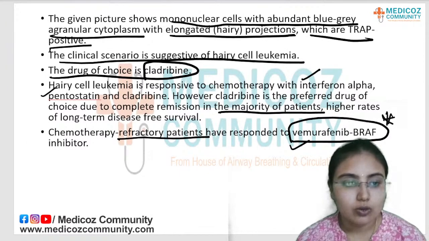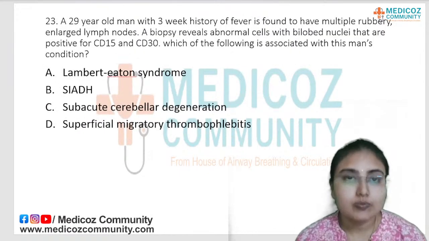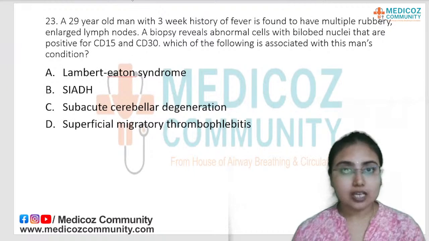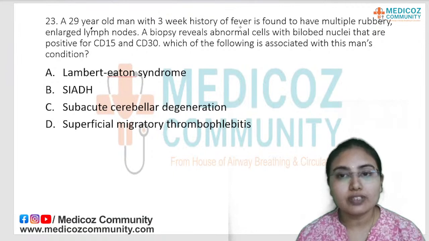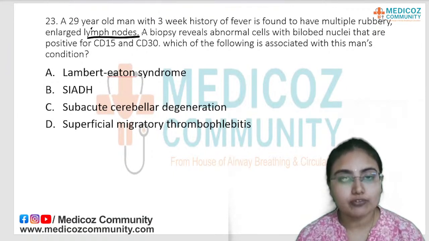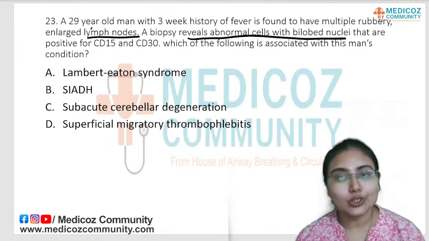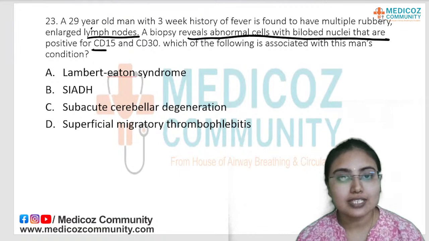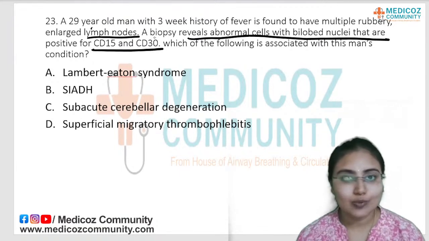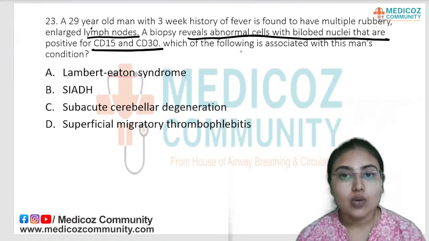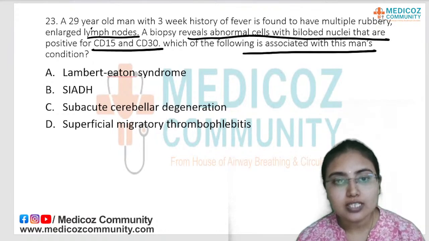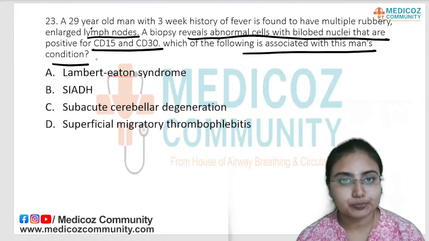All right. Okay, students. Let's move on to our 23rd question. A 29-year-old man with a 3-week history of fever is found to have multiple rubbery enlarged lymph nodes. A biopsy reveals abnormal cells with bilobed nuclei that are positive for CD15 and CD30. I think most of the students would have guessed by now what they are talking of. Which of the following is associated with this man's condition?